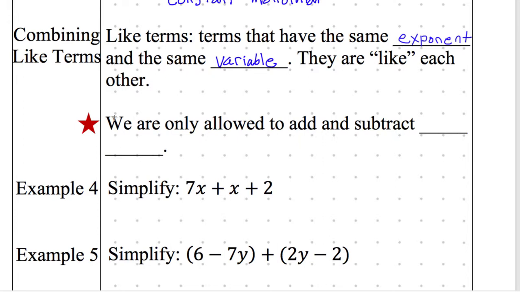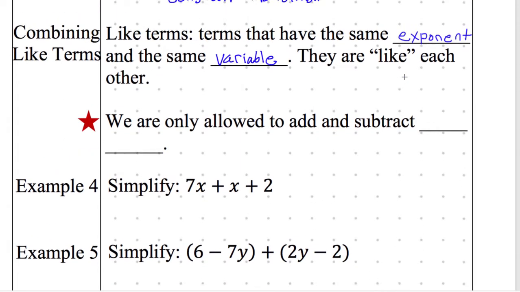You're looking at the power, you're looking at the letter. If they have the same power and the same letter, you are ready to add them. They are like each other because they have the same power and the same letter, the same exponent and the same variable. That's why we call them like terms, because they are like each other. They're very similar. We are all like people because we are all humans.